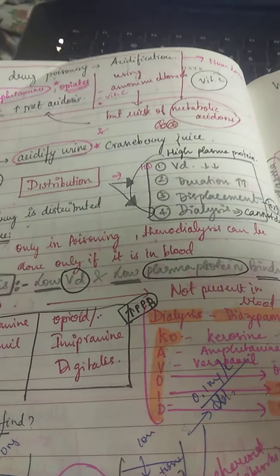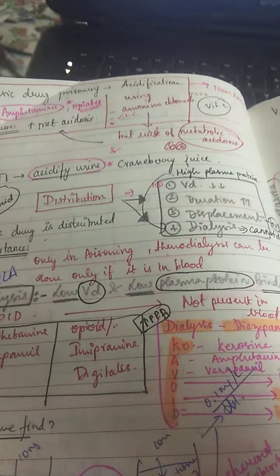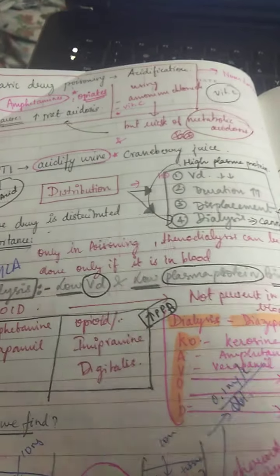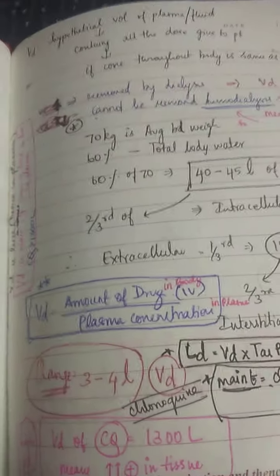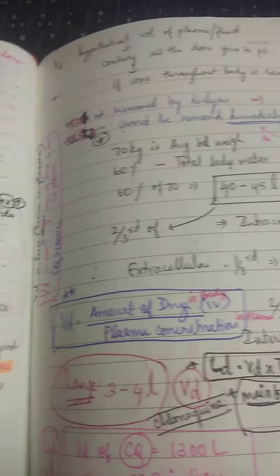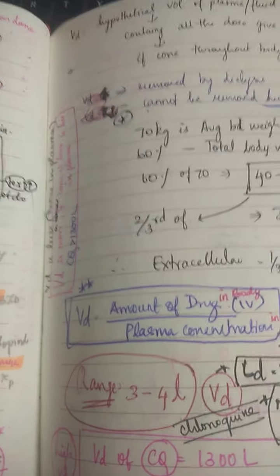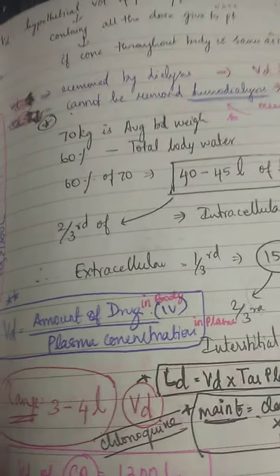For example, is it distributed with a protein, is it a protein bound drug? All these things are important. Another important thing is volume of distribution. The volume of distribution is an imaginary, hypothetical volume of drug that is required to achieve the plasma concentration of the drug.